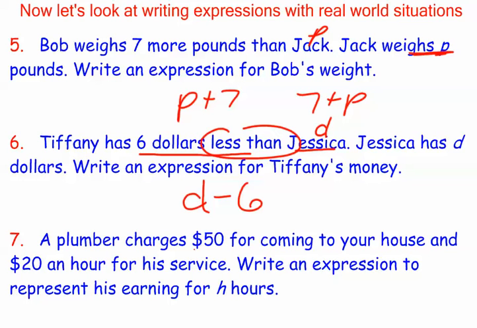A plumber charges $50 for coming to your house and $20 an hour for his services. Write an expression to represent the earnings for each amount of hours. So $50 to come, that's like a one-time fee, and $20 an hour. Remember, anytime you're doing something per hour, per day, whatever, you're multiplying. So it's $20 per my hours. I don't know my hours, so that's 20 times my hours plus the $50.